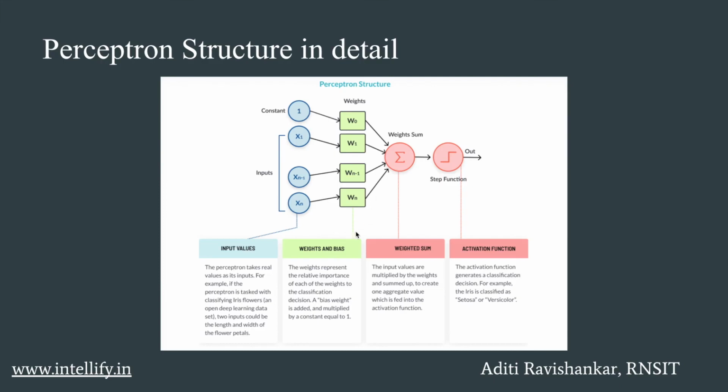So we're done with inputs, we're done with weights. Coming to the weighted sum: the input values are multiplied by the weights and summed up to create one aggregate value, which is fed into the activation function. The activation function generates a classification decision. For example, the iris is classified as either setosa or versicolor. So the activation function will make a decision and give the output. We will be looking at this in detail in the next video of the chapter.